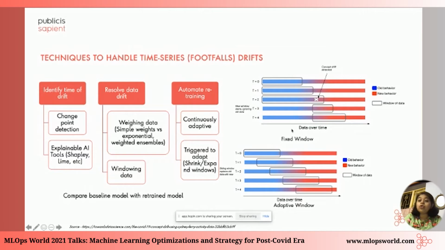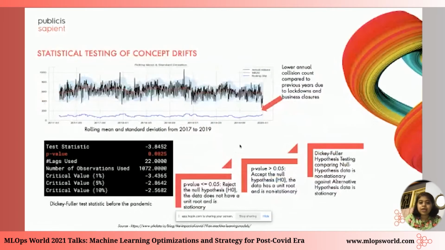So when we do automatic retraining of the data, we have the MLOps pipeline, then we can have a more adaptive window rather than having a fixed window. In the fixed window, you see here the data changes. So we have to create a new window, have to adapt the data to the new recent changes. While in the adaptive window, the window size may slide over the more recent data. So it's continuously adaptive, and it is triggered to adapt in terms of shrinking or expanding the windows.